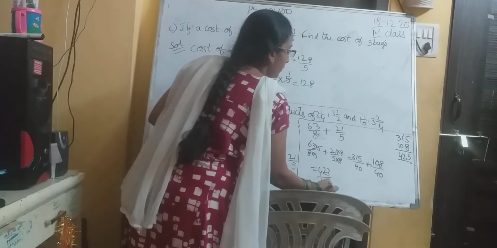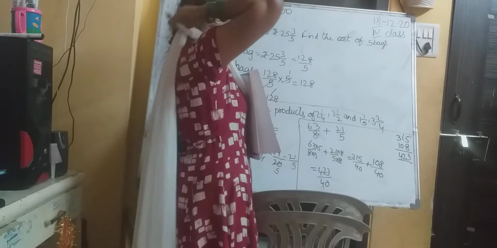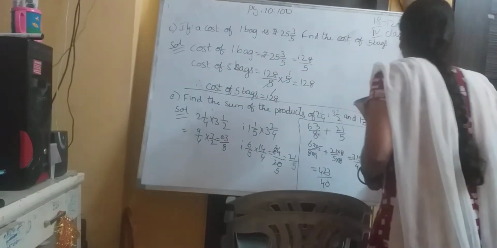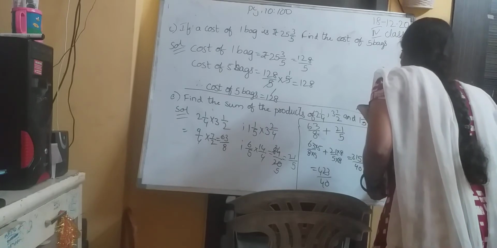Now, here the question is in mixed fraction. This also you are going to write in mixed fraction, children. So, how are you going to write? Divide. 423 divided by 40.